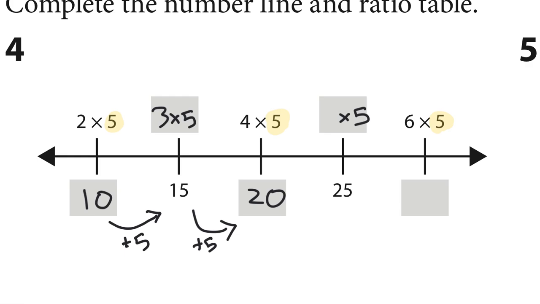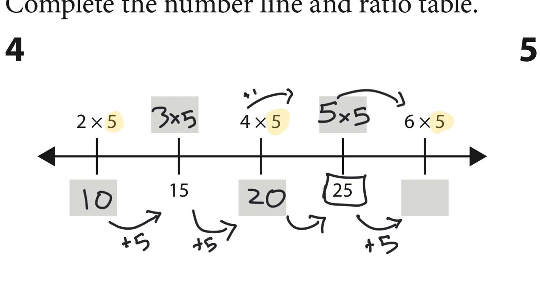If I add 5 more to get 25, I need to add 1 here, don't I? Which would make this 5 times 5 is 25. That's a good square to know. You should know that one. And then if I add 5 more, I need to add 1 more there, right? So what is 25 plus 5? 30.